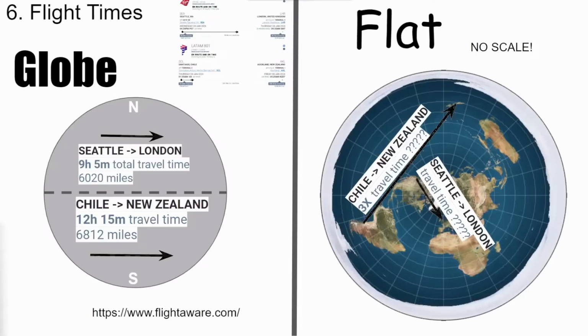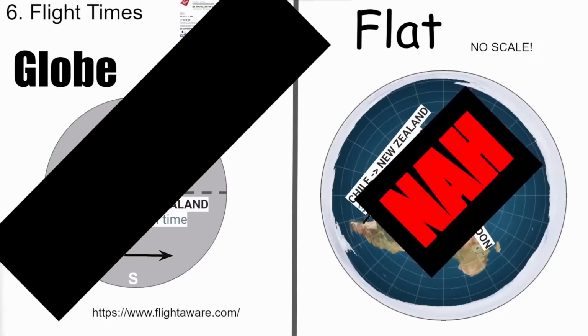If we were on a flat Earth, I can't tell you exactly what the travel times should be, because they never have a good scale on exact distances for what a flat Earth map would have, because the geometry doesn't make any sense. But you can obviously see that Chile to New Zealand would be about 3 times longer than Seattle to London. So is that what we see in real life? Does Chile to New Zealand have a 30-hour flight? The answer is no. The flight was 12 hours, not even close.